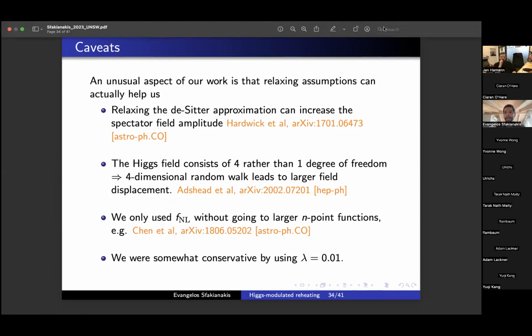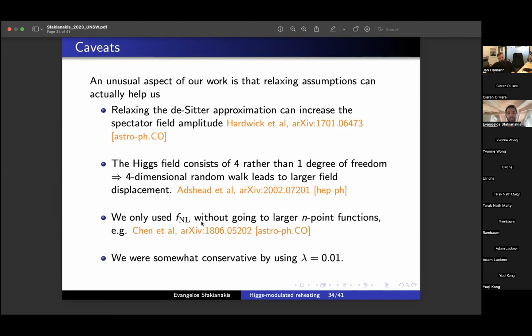Okay, now let me say some caveats about our analysis. And actually, the caveats in our case do not make our results worse. They make it better. So first of all, relaxing the de Sitter approximation, it has been shown that it can increase the spectator field amplitude. This was done by Hardwick et al., based on the stochastic inflation formalism, and it shows that it can actually increase the fluctuations beyond the Starobinsky result. Also, the Higgs is not 1 degree of freedom, it's 4 degrees of freedom, a complex doublet. So what we should have used is a 4D random walk, not a 1D random walk, and a 4D random walk gives you a larger variance. This was done by Yates et al. in 2020. So our results are stronger than what we presented.